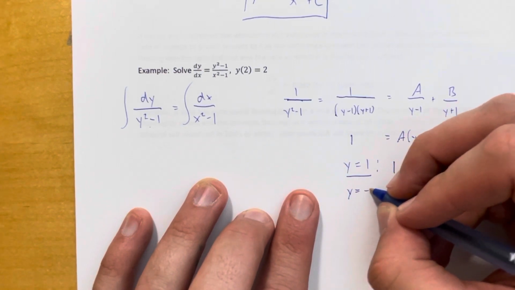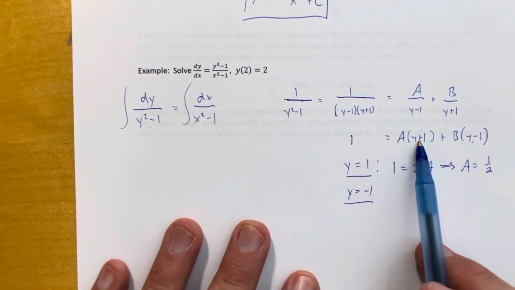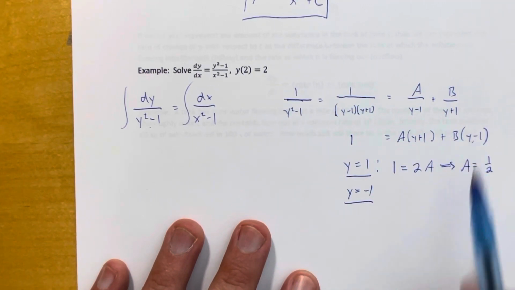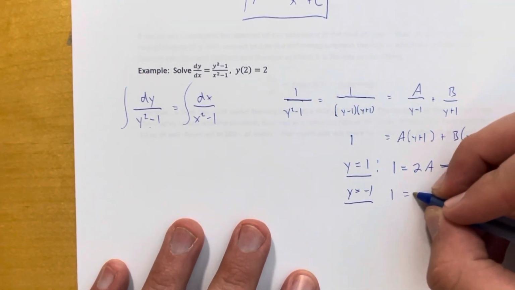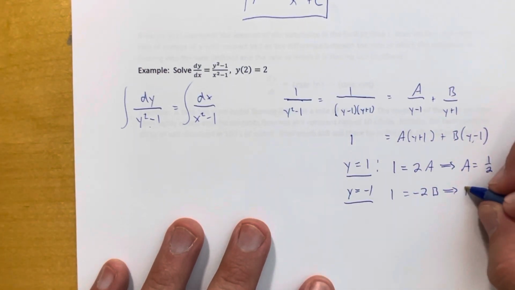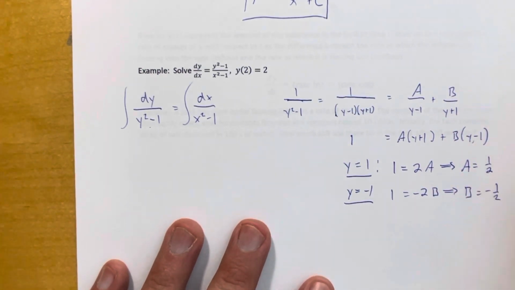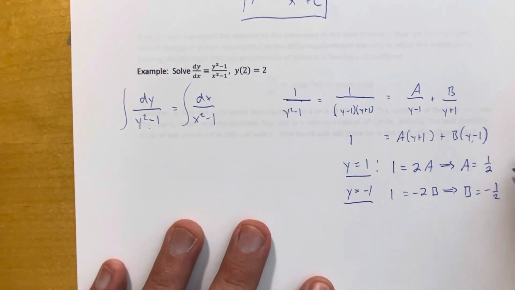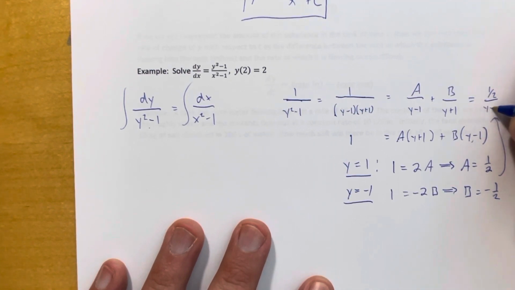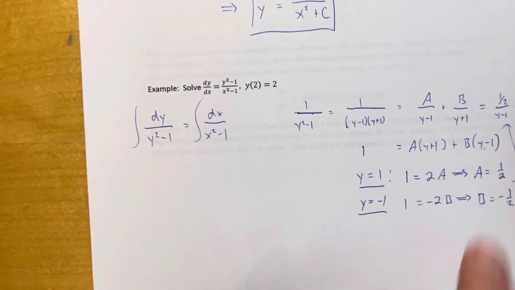Do the same thing for y equals negative 1, because that's going to make this term go to 0. I'm going to get 1 equals b times negative 1 minus 1, or 1 equals negative 2b, which is the same thing as b equals negative 1/2. Okay, so what this tells me is that this is 1/2 over y minus 1 minus 1/2 over y plus 1. So this is easier to integrate.